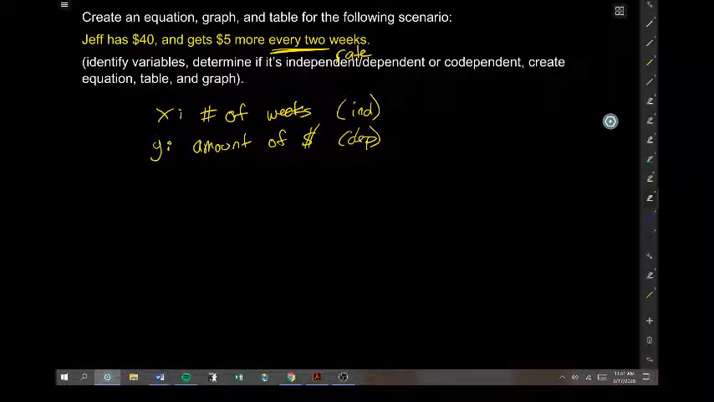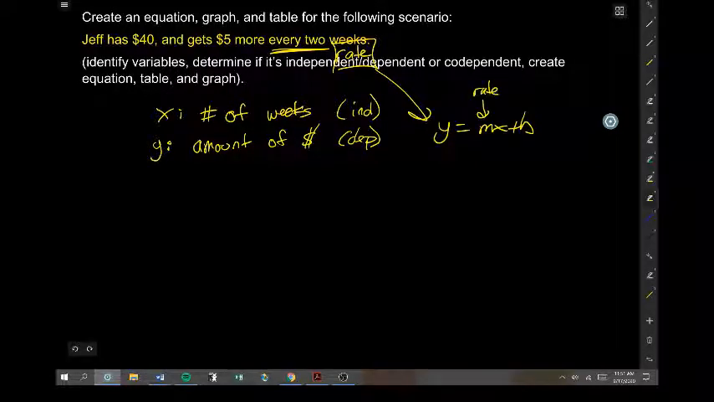So we're going to get better at doing this, but whenever you have an independent and dependent variable, whenever you have a rate, it's going to be slope-intercept form. Y equals mx plus b. The rate is always your m, okay? The m is your rate. Well, the rate was $5 every 2 weeks.